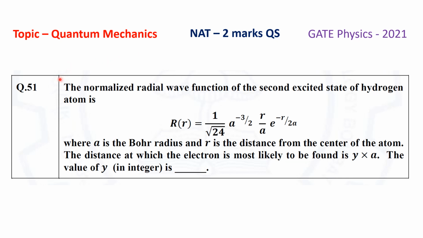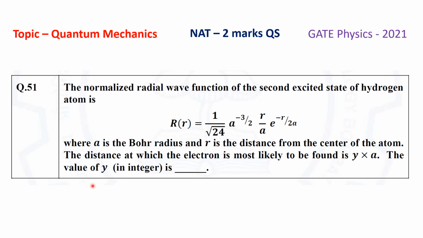The question is: the normalized radial wave function of the second excited state of hydrogen atom is R(r) = 1/√24 · (3/2)... (r/a) e^(−r/2a), where a is the Bohr radius and r is the distance from the center of the atom. The distance at which the electron is most likely to be found is y times a.